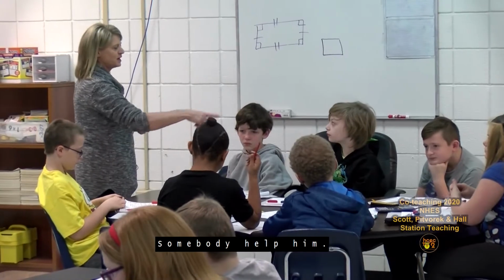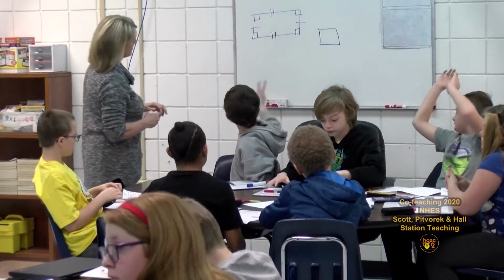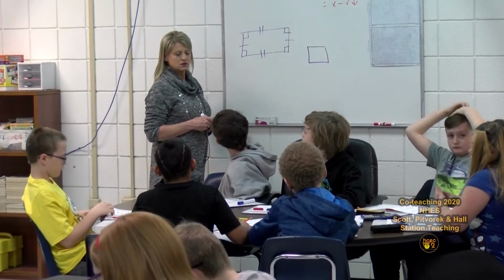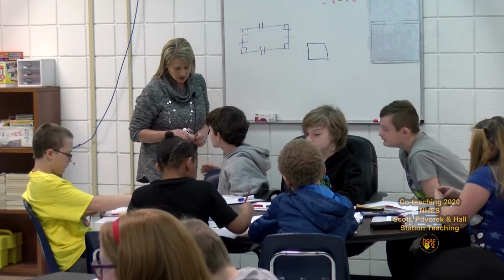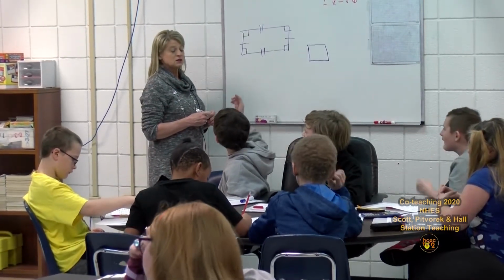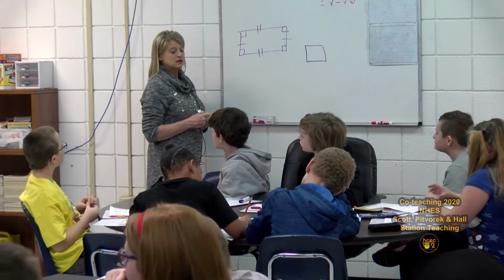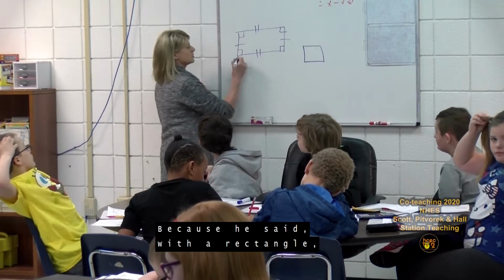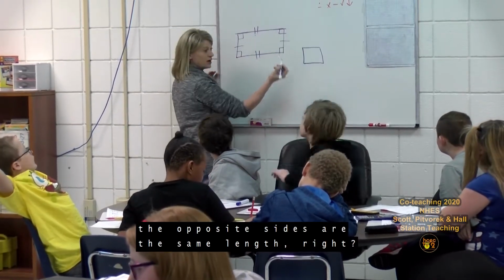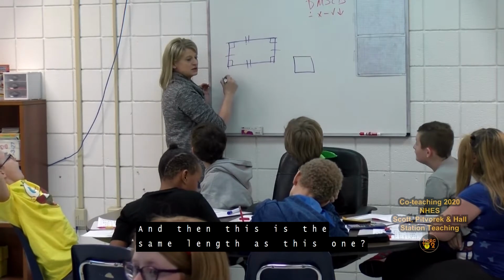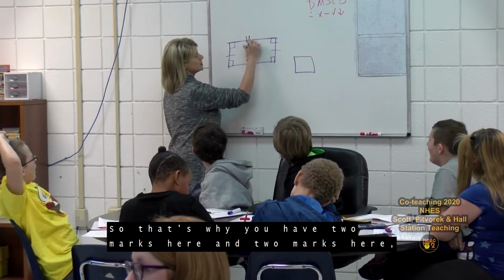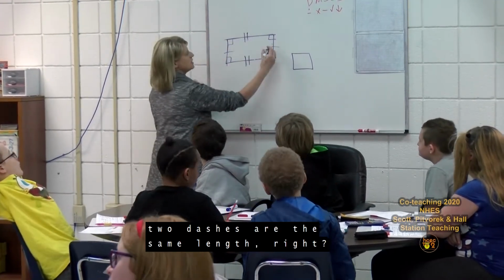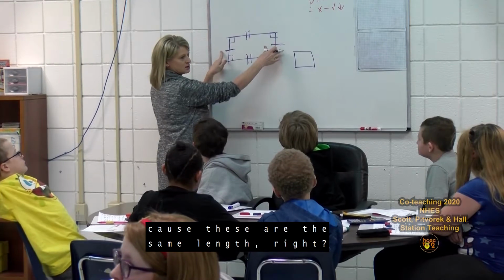It's okay. Somebody help him. Yep. The 2 lines stay the same length, but they're not the same length as the others. Because he said with a rectangle, the opposite sides are the same length, right? And this is the same length as this one. So that's why you have 2 marks here and 2 marks here. Anything that has 2 dashes is the same length, right? And this one has 1 and 1 because these are the same length, right?